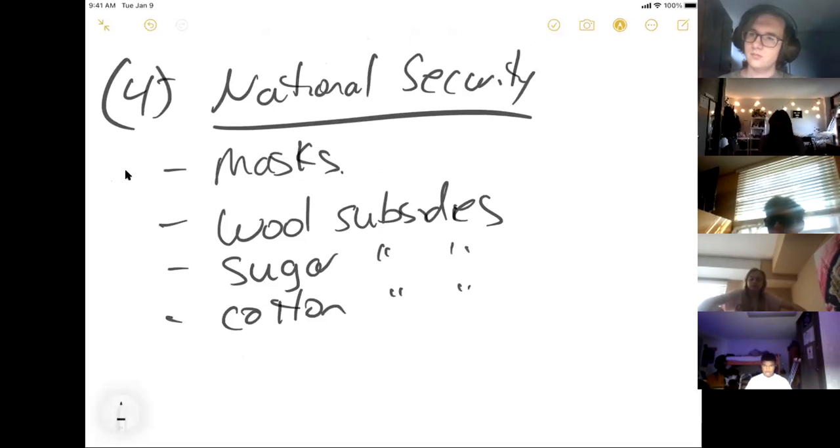Why do we need a wool subsidy? Well, because if we don't subsidize wool manufacturing in the United States, then all our wool is going to be made in New Zealand. And I mean, we can't trust those Kiwis. You cannot trust them. What happens if we go to war with New Zealand? We will have naked soldiers, and we can't have that. So we're going to subsidize wool manufacturing.